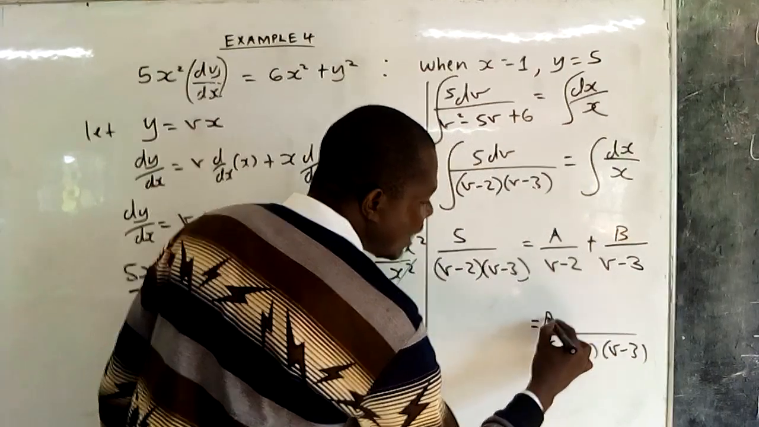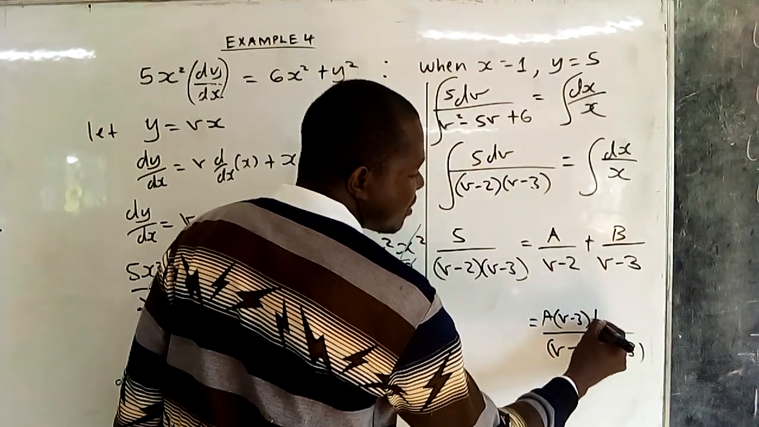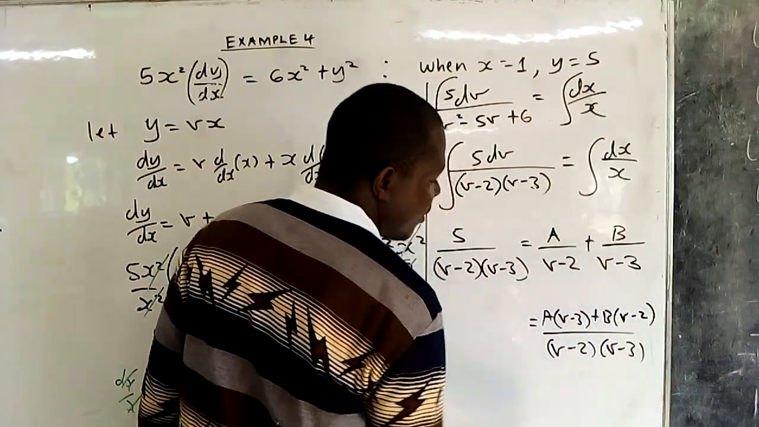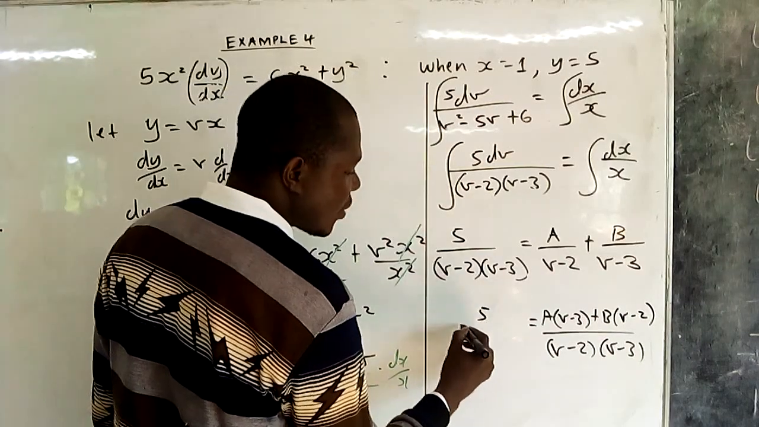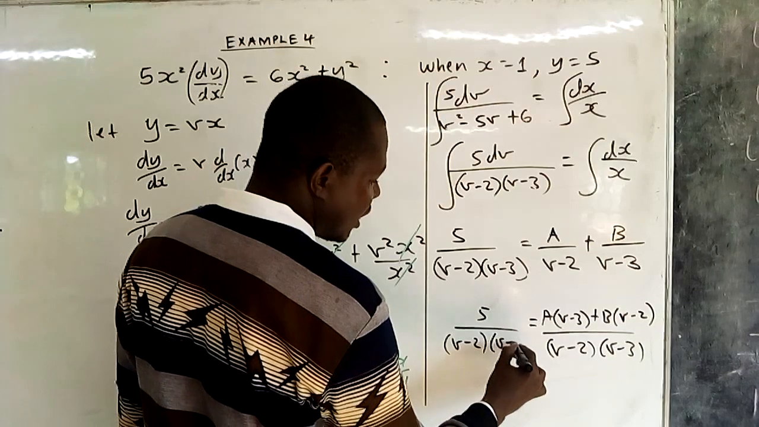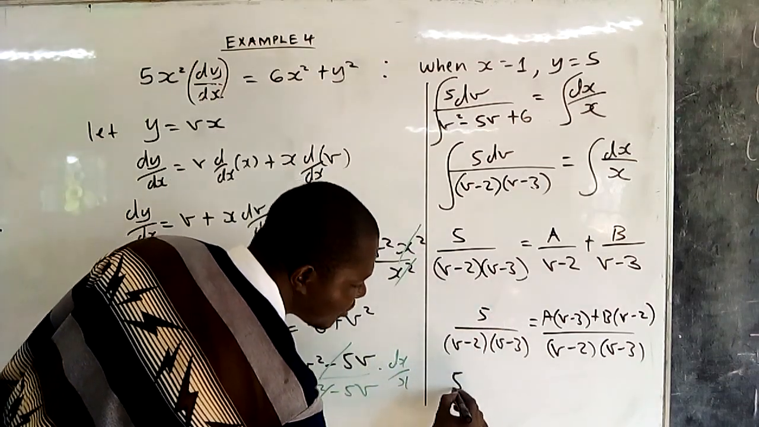So here you have A, v minus 2 goes here how many times? v minus 3 times. Then plus B, v minus 3 goes here how many times? v minus 2 times. Then on this side of the equation we have 5 over v minus 2 into v minus 3. We are resolving into partial fractions. Having done that, the denominators are the same. We compare the numerator.